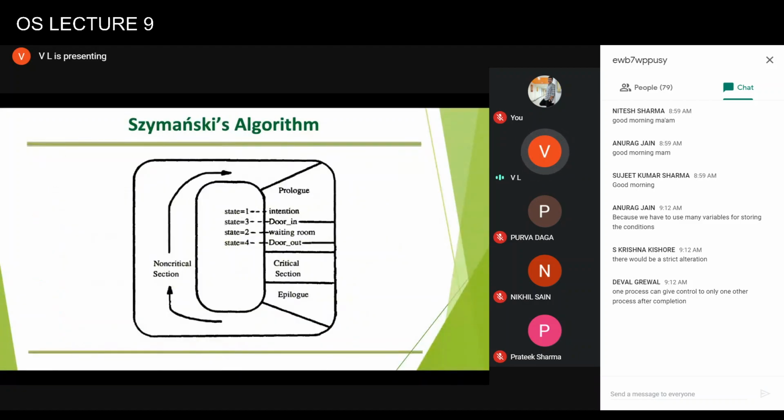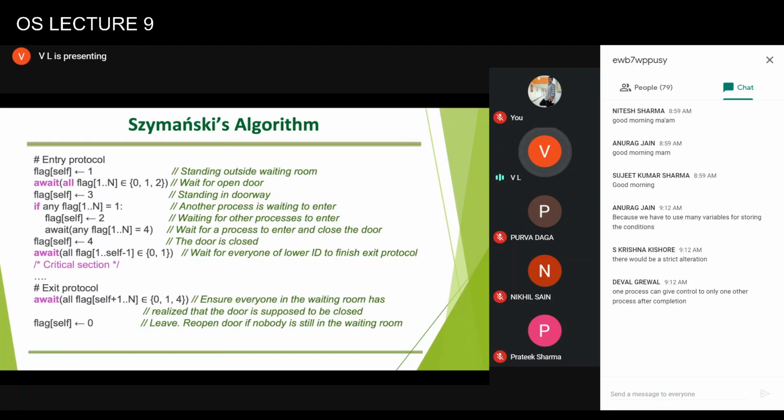Let's go to the algorithm. This is how the situation looks. State 1 means it is trying to enter. State 3 means it is checking whether the other processes want to enter or not through the incoming door. State 2, it is in the waiting room. State 4, it is coming out of the outgoing door. So this is how the algorithm is.